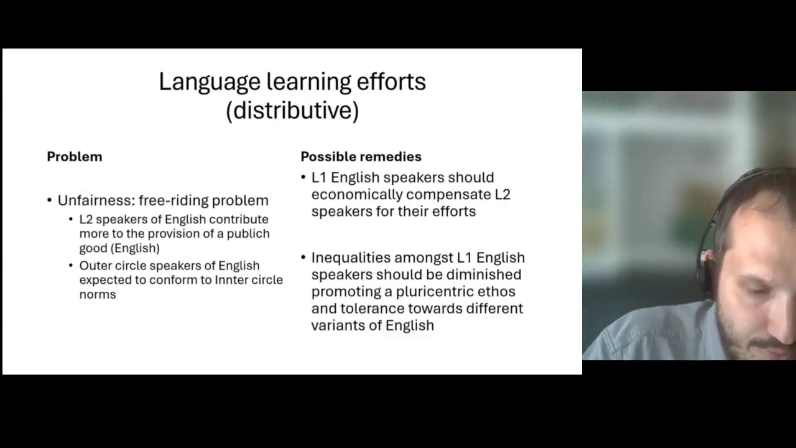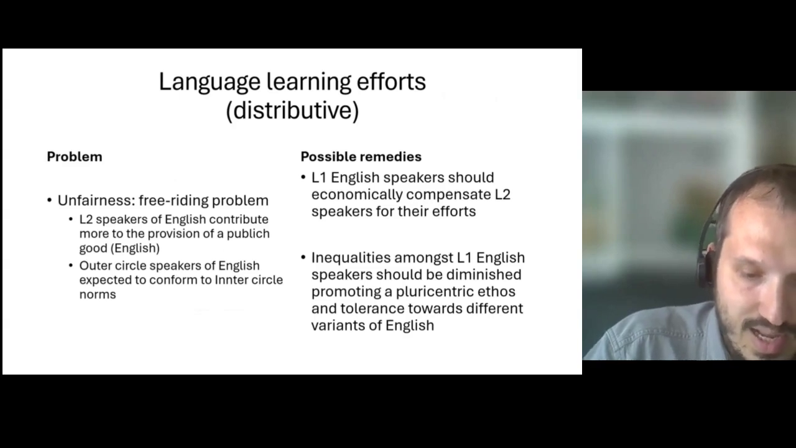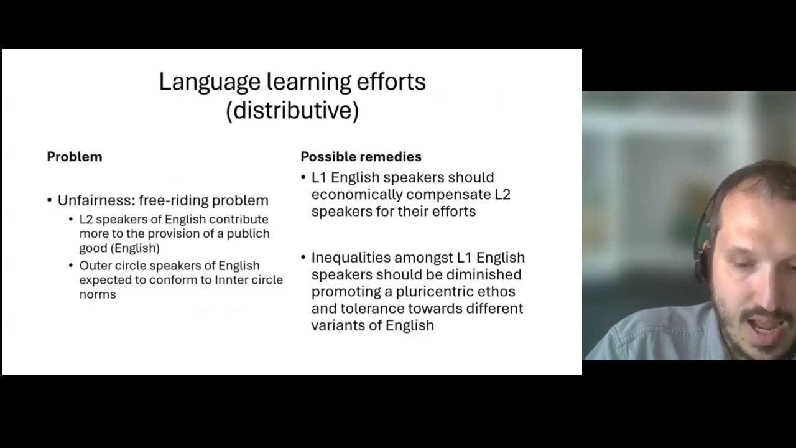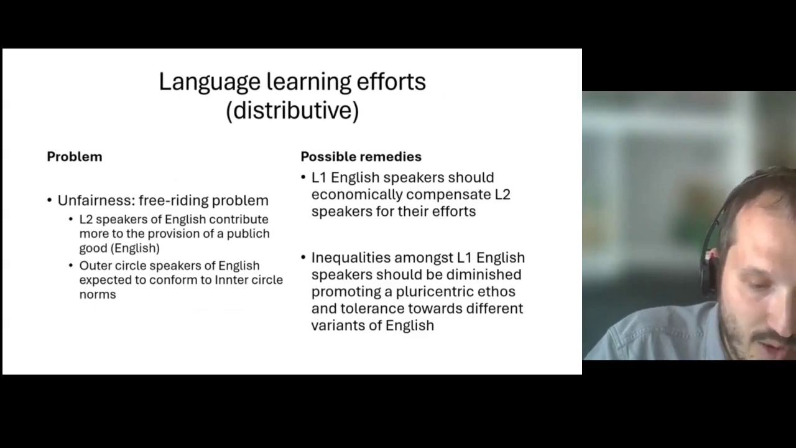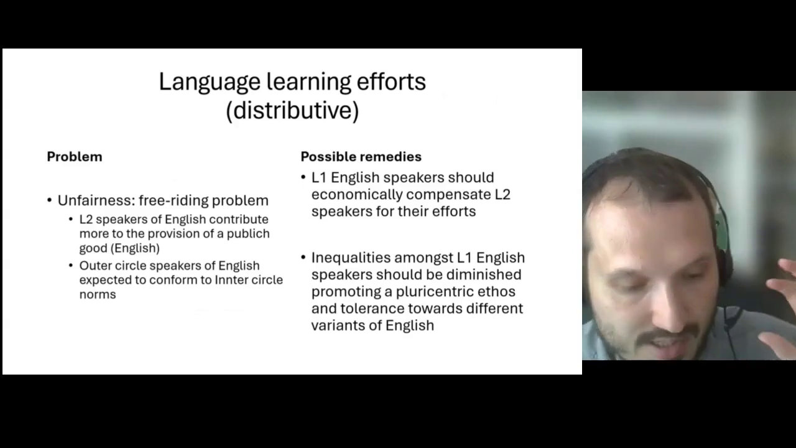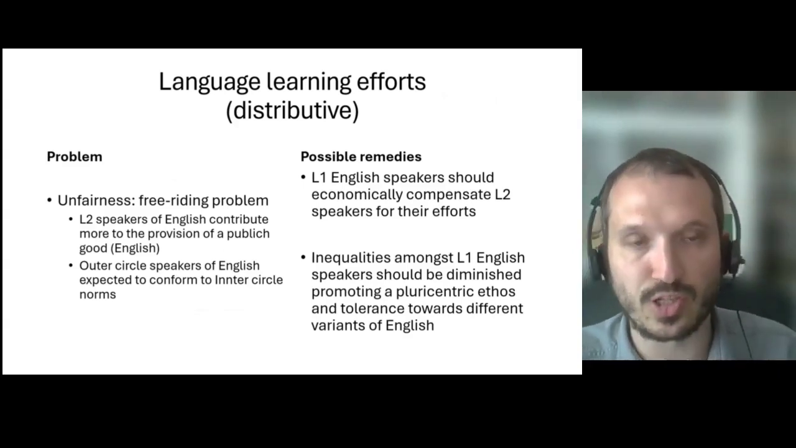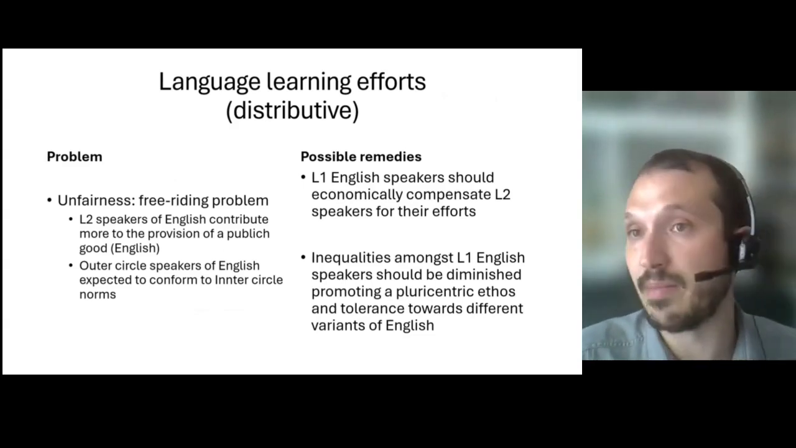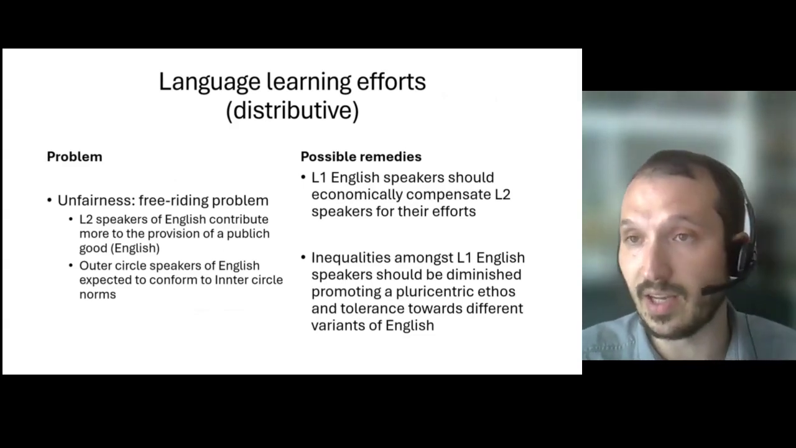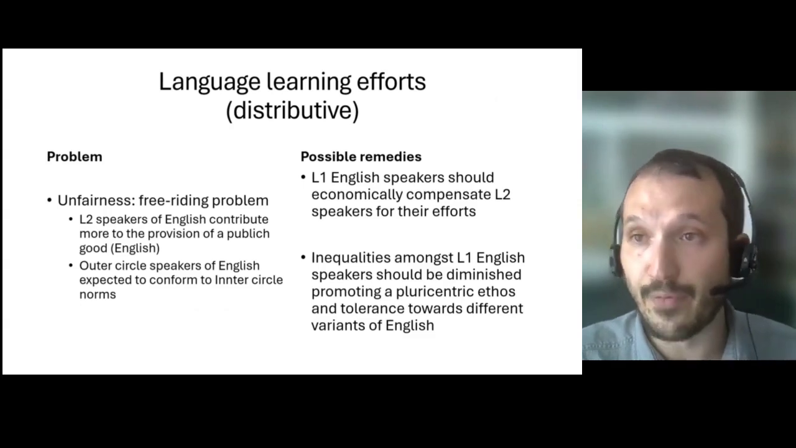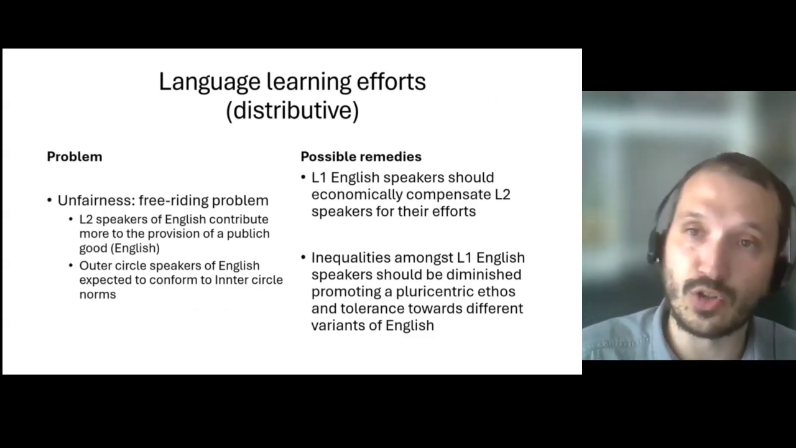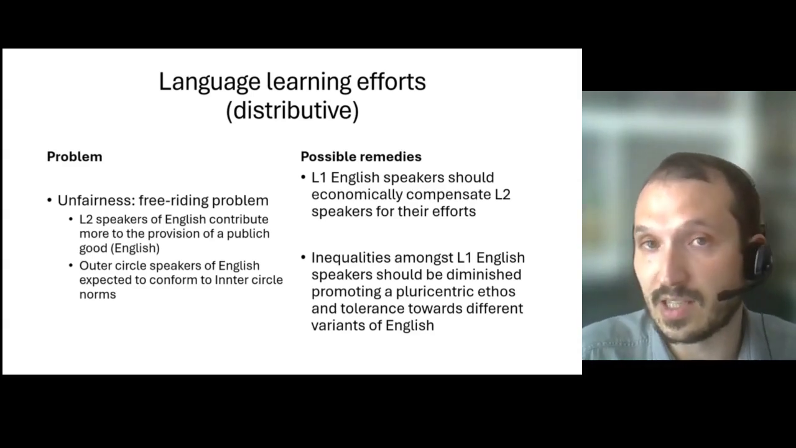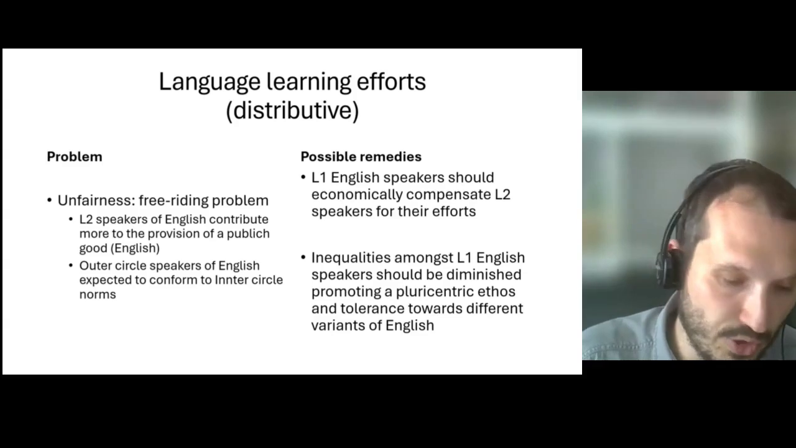Third, a very different global distributive inequality that arises amongst English speakers concerns unequal language learning efforts. If English is to function as a global lingua franca, then people will have to invest significant time, energy, even money in learning English as an L2, efforts that are not equally shared or required of English speakers who have English as an L1, as a first language, as a mother tongue.